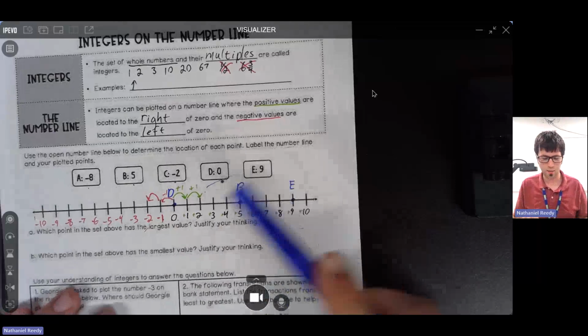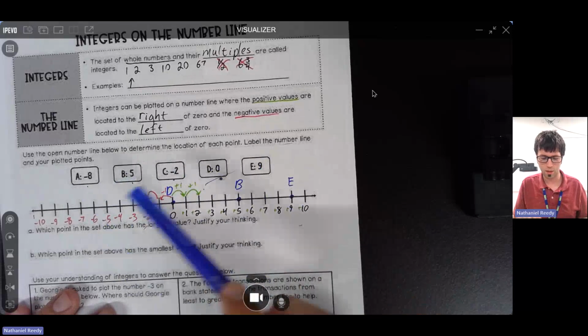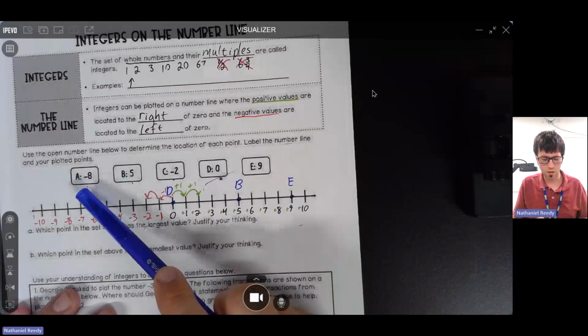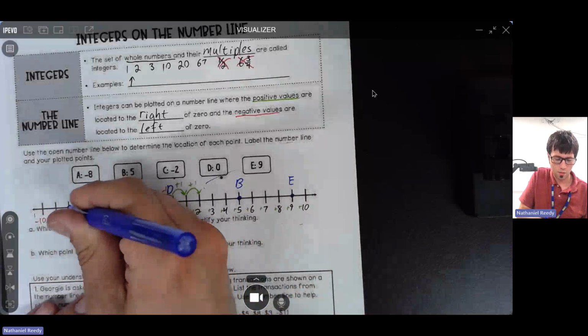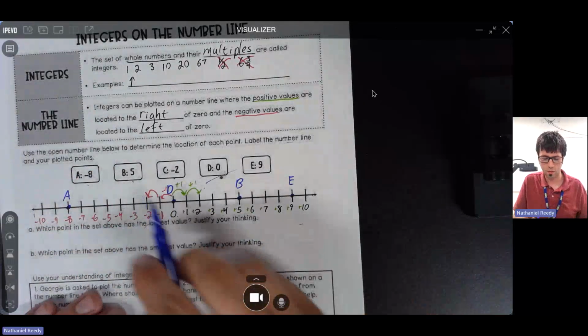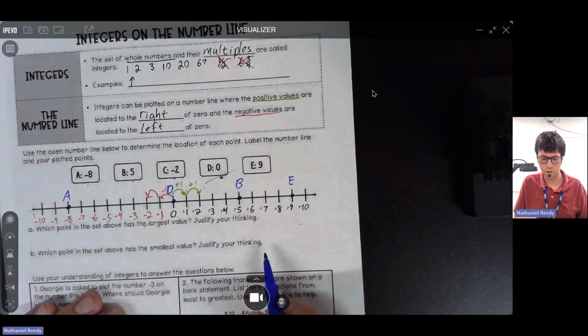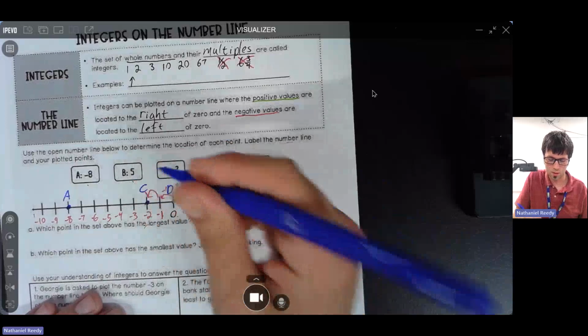So now it says that we did B, E, and D, or B, D, E. So let's look at A. A is negative 8. So negative 8 lies right there. There's point A. And then we did B, which was 5. C is negative 2. Well, here's negative 2 right there. That's point C.